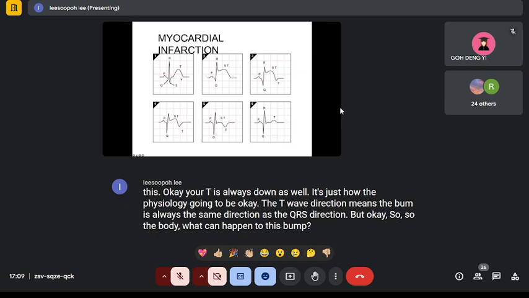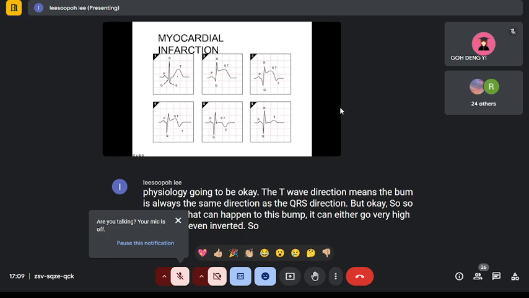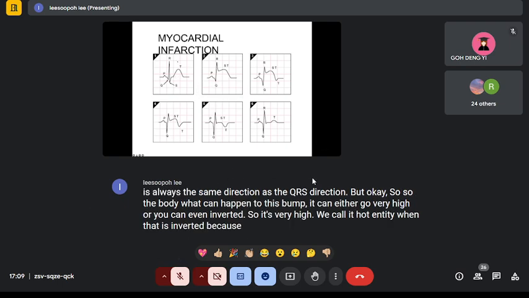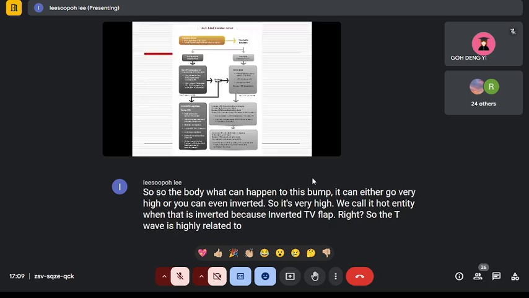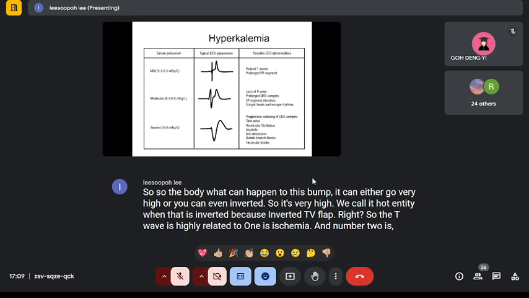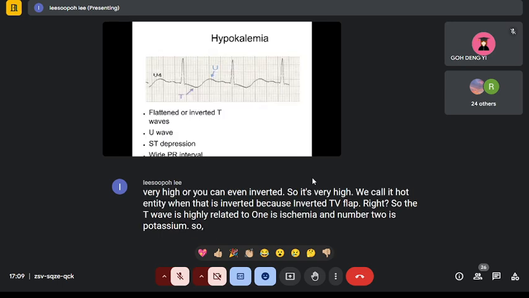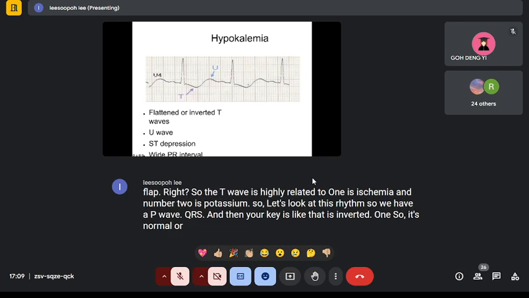So what can happen to this bump? It can either go very high or it can even invert. When it's very high, we call it tall tented T. When it is inverted, we call it inverted T wave. The T wave is highly related to, one, ischemia, and number two, potassium. So let's look at this rhythm. You have a P wave, QRS, and then your T is like that. It's inverted. So is it normal or abnormal?